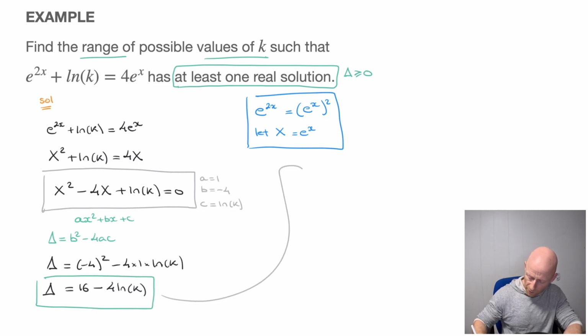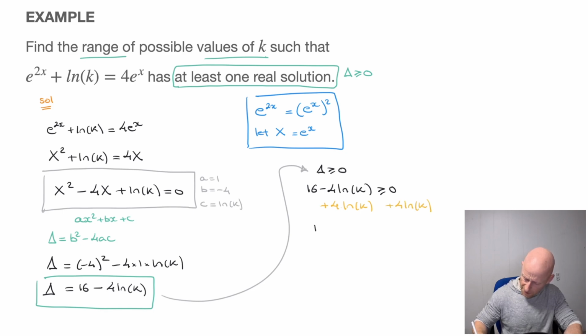Okay, carrying on with the working over here. Remember, for this equation to have at least one real solution, we need to have delta greater than or equal to 0, which means that this expression, 16 minus 4 ln of k, has to be greater than or equal to 0. And so I'll go ahead and write that 16 minus 4 times ln of k has to be greater than or equal to 0. And now all we need to do is solve this inequality in terms of k. So let's go ahead. The first thing I'll do here is add 4 ln of k to both sides of this inequality. And I suppose I could write the steps here, so I'll add 4 ln of k to both sides, like so.